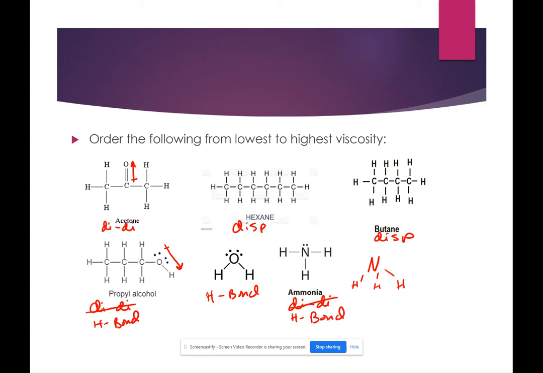So lowest to highest viscosity, if I translate that in terms of forces, lowest viscosity is going to be the weakest, and then highest viscosity is going to be the strongest. So I'm going to order these from weakest forces to strongest forces. Both butane and hexane have dispersion forces only acting in them. When comparing dispersion forces, you need to then go to particle size. Butane is smaller, so it has weaker forces. So butane is going to have the lowest viscosity, and then hexane.